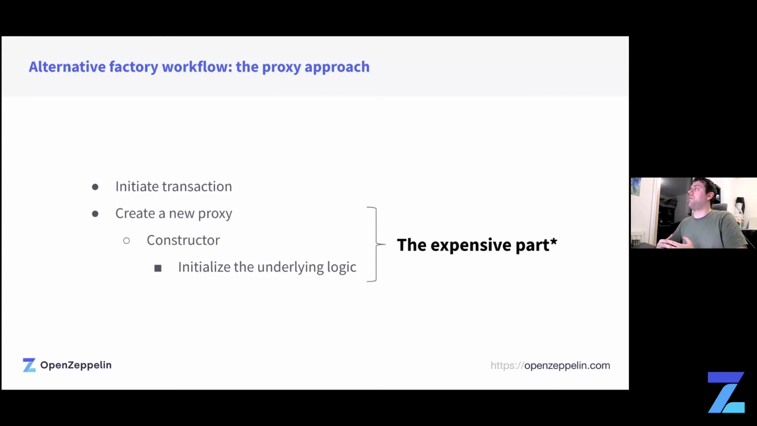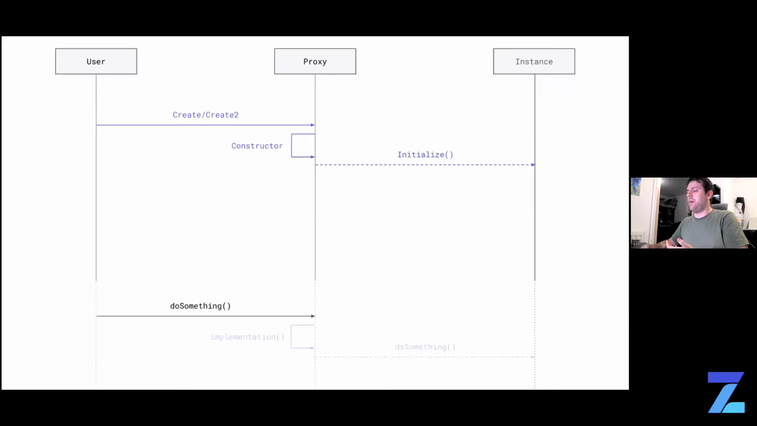And proxies have a lot of interesting use cases. There is a use case around upgradability, but there is also a use case around cost, in the sense that if you already have the logic behind the proxies and you just have to deploy a new proxy, the proxy will have a constructor, and the constructor will call an initialize function in the underlying logic, but the underlying logic only has to be deployed once. So if the logic already exists, you just have to create a proxy, call the constructor, and then the constructor will do an initialization function on the underlying logic.